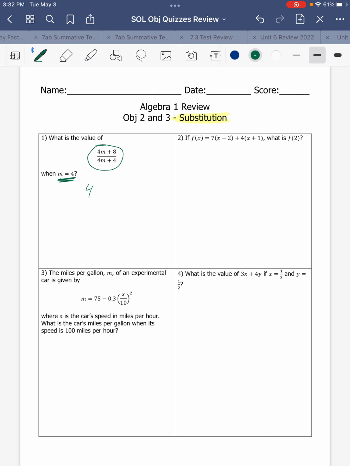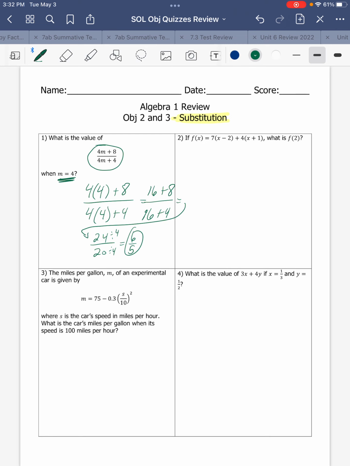All right, so to actually do this problem mathematically, you will just substitute. That's the way to do it. Mathematically, 4 times 4 is 16 plus 8, over 4 times 4 is 16 and then plus 4. Keep going with this. I'm going to bring it down below. And that's 24 over 20. And you reduce it. Divide by 4, divide by 4, and you get 6 over 5. Now that's the answer.